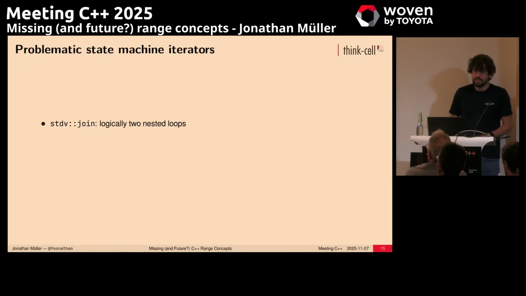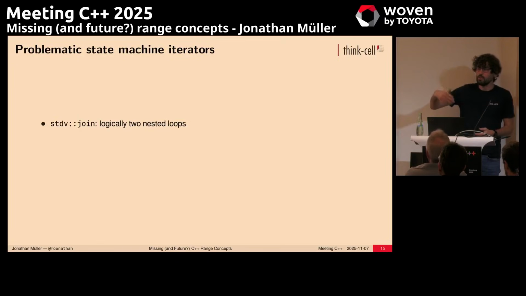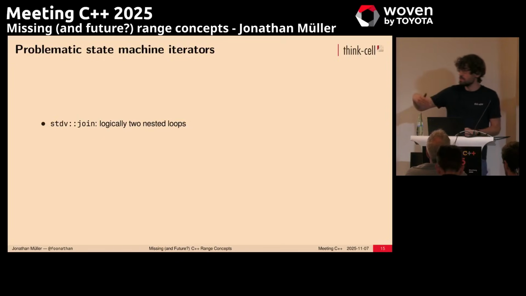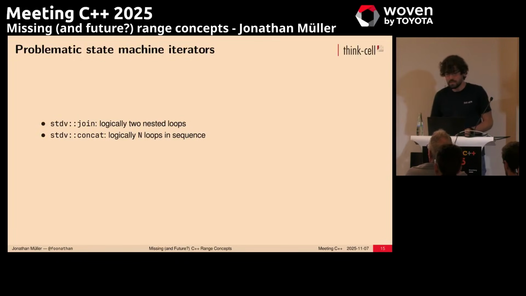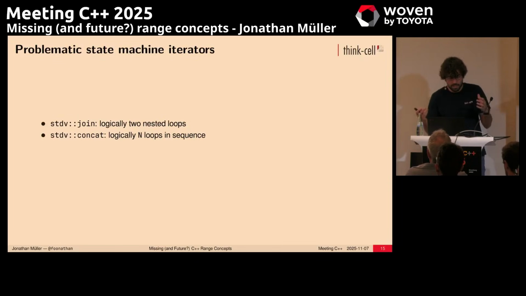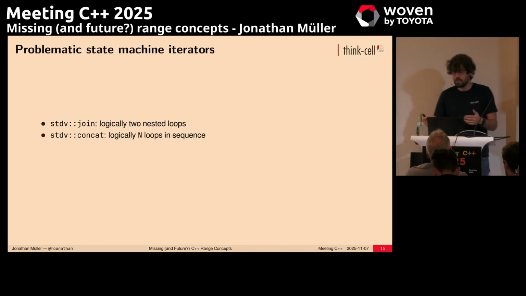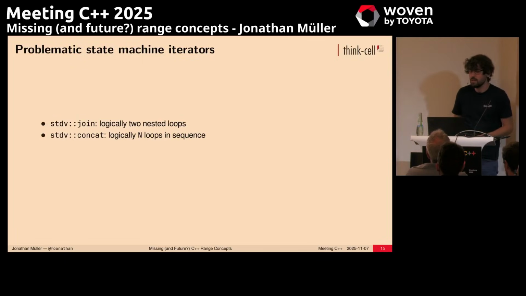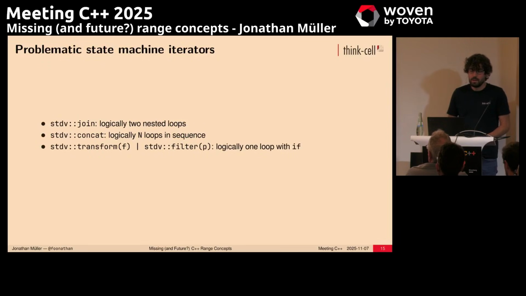And especially problematic are iterators like join. Join is logically 2 nested loops. We loop over all ranges in the outer one, and then for each range we iterate over it because it's another range. So we have 2 nested loops. Concat is n ranges in sequence, and that is logically n loops in sequence. Yet the state machine is particularly complicated because we have a variant of all the iterators, and then we increment the current one. And if that one is at the end, then we change the variant to go to the beginning of the next one. It's just n loops in sequence if we write it imperatively.